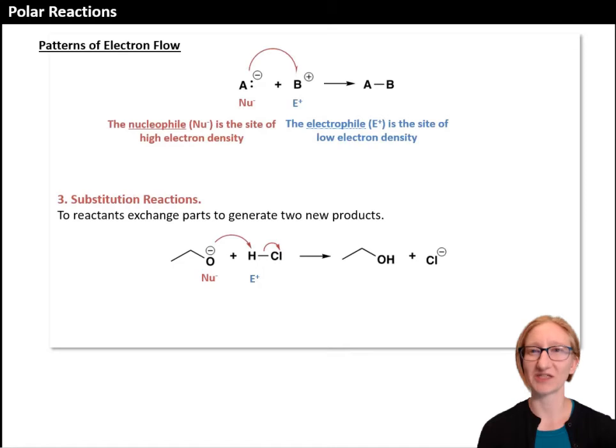And this is an acid-base reaction we already saw, and acid-base reactions are some of the simplest forms of polar substitution reactions. When the nucleophilic oxygen anion attacks the proton, a new bond is formed between the oxygen and the hydrogen, and the bond between the hydrogen and the chlorine breaks heterolytically. Both electrons in that bond move to the chlorine, and this movement of both electrons to the chlorine results in a negative charge on that atom.